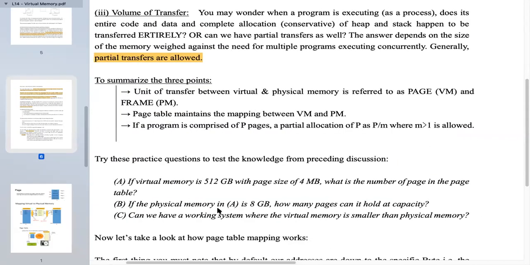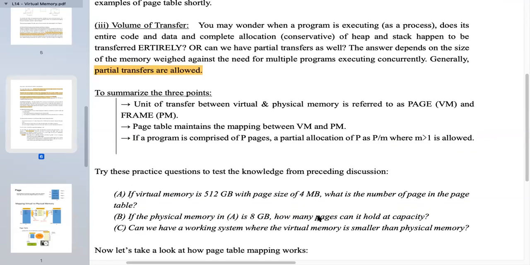Now, if the physical memory is 8GB, how many pages can it hold at capacity? Obviously physical memory is limited. It's 8GB, not 512GB. Then how many pages can it hold? So it's 8GB divided by 4MB. 8GB is 2 raised to power 33, and 4 megabytes is 2 raised to power 22. So 2 raised to power 11, which is 2K.